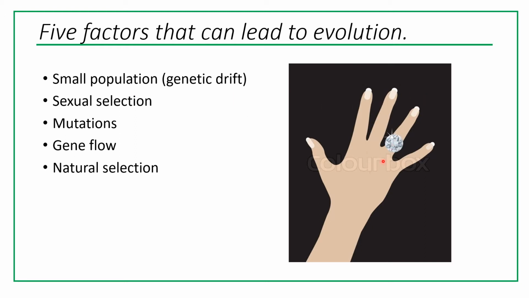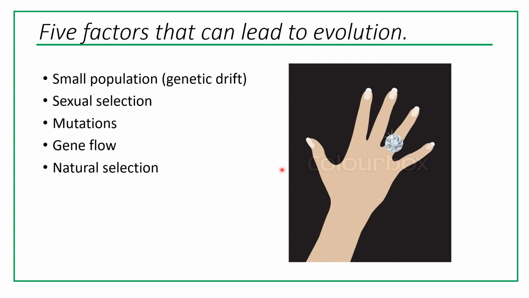Now the ring finger should remind you of sexual selection. So sexual selection can lead to evolution. The middle finger starts with M, and it should remind you about mutations. So mutation changes alleles, and as a result, frequencies are changing. The finger you use to point to an object should remind us about gene flow. When some individuals leave the population or enter the population, that also can change allele frequencies.